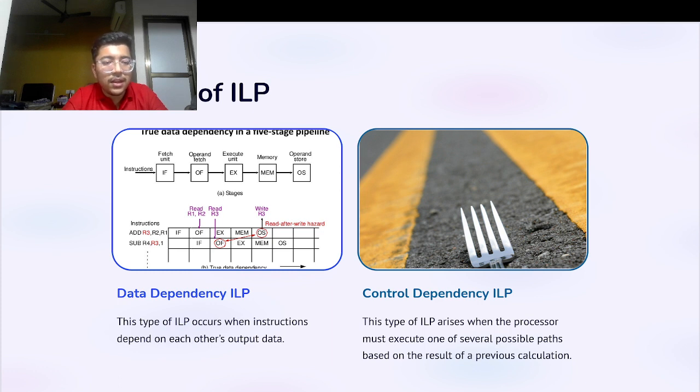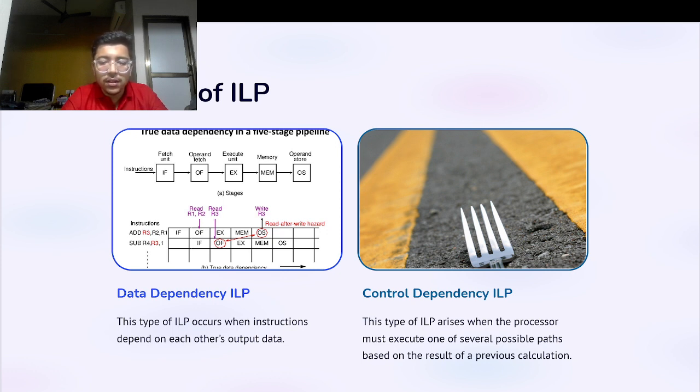So on a chip, there are three processors. The first two processors will execute the first two instructions. But the third instruction is doing the addition of A and S. So how will we get the data of A and S when they are processing? So there is a data dependency on the processor. This type of ILP occurs when instructions depend on each other's output data. That means if we do not get the output of the previous instructions, we cannot perform the further instructions. Or we can say this is a limitation of instruction level parallelism.